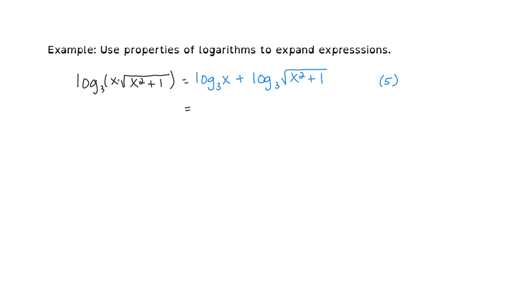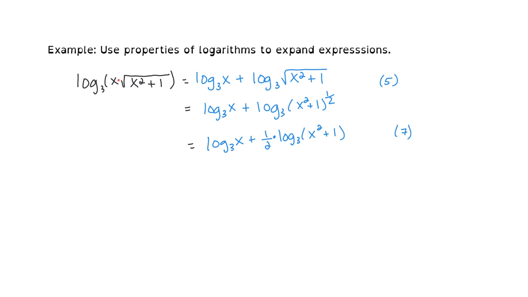Then our next expansion can come from the fact that x squared plus 1 is inside the square root. So secretly, that expression really can be thought of like this. So we'd have x squared plus 1 to the 1/2 power, because the square root is a rational exponent. And then from there, what that means is we can use property 7 to bring that 1/2 power to the front of the logarithm as a multiplier. And so now we have this. So that was the use of property 7 in that line.